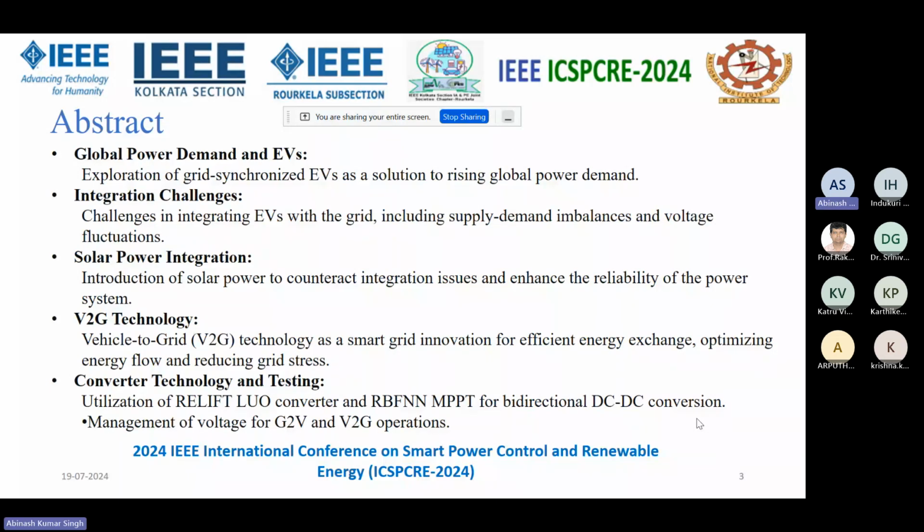So this is our abstract. Global power demand and EVs are increasing, so grid synchronized EV is a solution to rising global power demand. The challenges in integrating the EV with the grid include supply demand imbalance and voltage fluctuation. Again, we have solar power integration, V2G technology, that is vehicle to grid, and converter technology and testing.